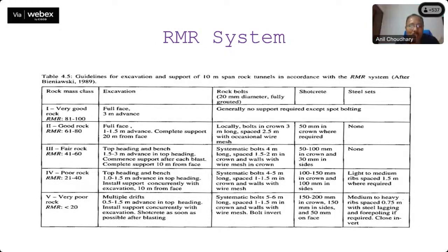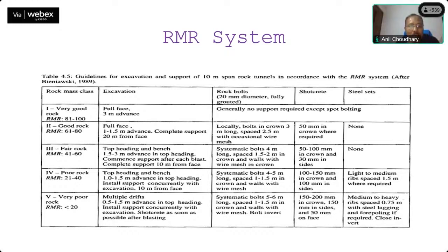Now based on the RMR system, this is the work you are supposed to do. If you see rock mass classification, RMR is 81 to 100, first column. The rock is very good and it is categorized as 1. So in that case, excavation is going to be full face and 3-meter advance. That's how the excavation is to be done, that has been mentioned. Similarly, for a very good rock, no rock bolting is required. It is clearly mentioned if you are getting RMR between 81 to 100, no bolting is required. Similarly, for different classifications, good rock.